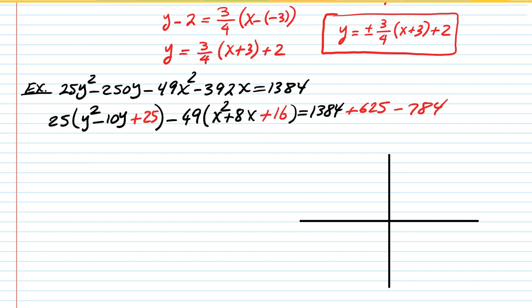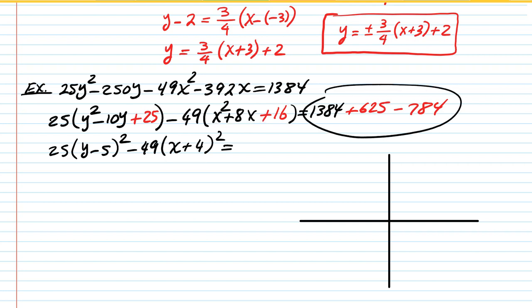Okay, now let's rewrite these. Within parentheses, I have y minus 5 squared, half of -10, and -49 times x plus half of 8, which is 4 squared. Don't forget the squares. Without them, the binomial doesn't make sense, because you're exchanging 3 terms for a square of a binomial, so it's got to be squared. Now do the arithmetic on the right side, and we should get 1,225. Large number, right? But in a moment it's going to go down to 1.